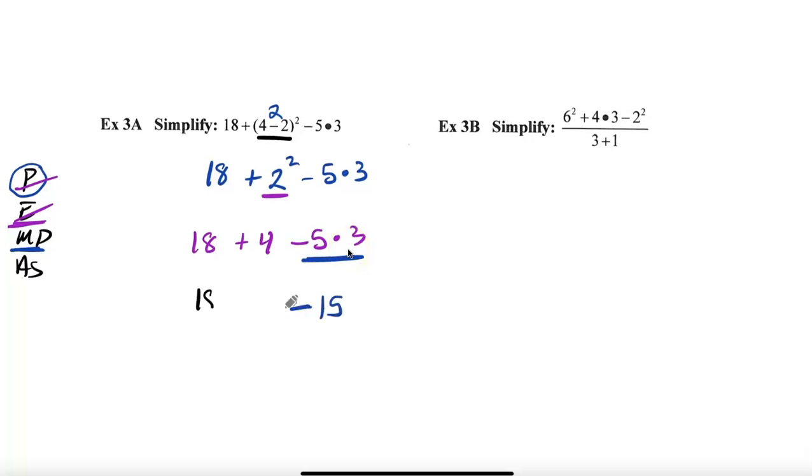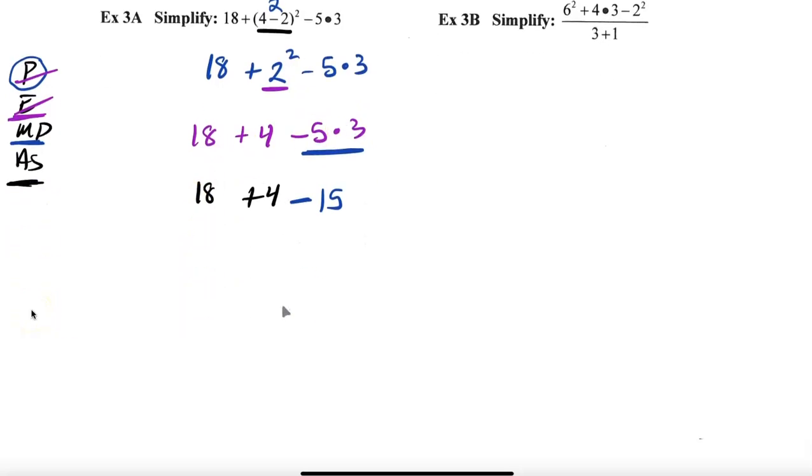So we have 18 plus 4 minus 15, because negative 5 times 3. And now let's just add, subtract. And anytime on the same line, you just go from left to right. So 18 plus 4 is 22. Minus 15. 22 minus 15 is 7. So that is my answer there.